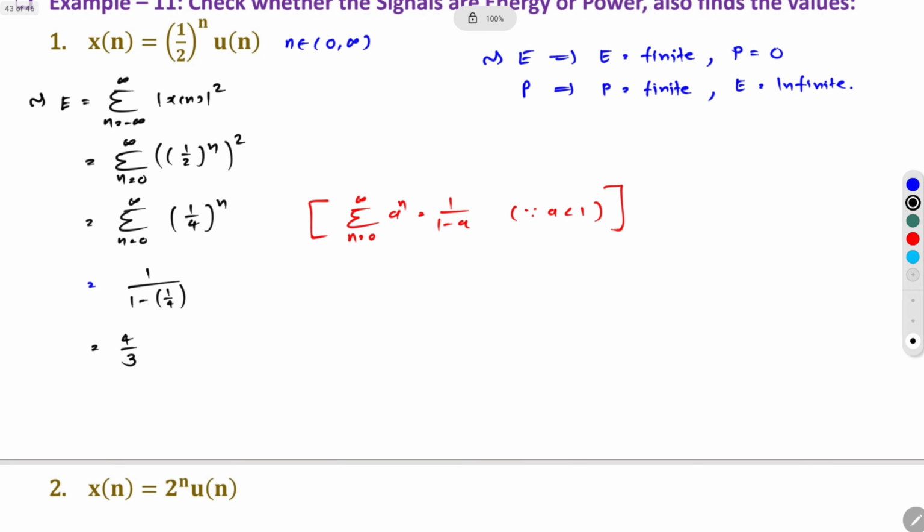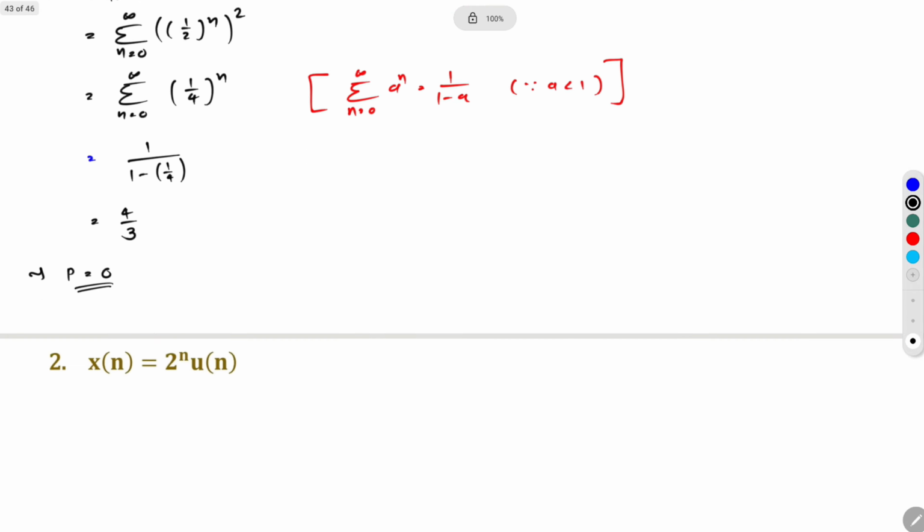Now here if you observe, we have energy that is finite, 4/3. If you have finite energy, then obviously here we have an energy signal and power will be 0. Right. For an energy signal, we have energy that is finite and power is 0. Now let me solve the second signal.